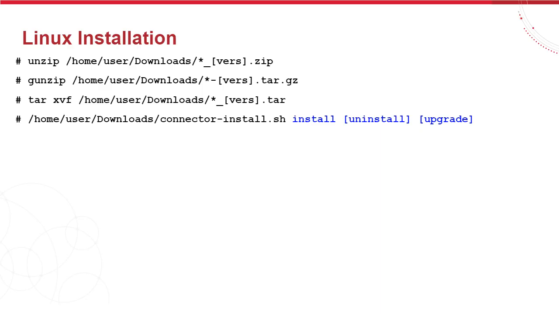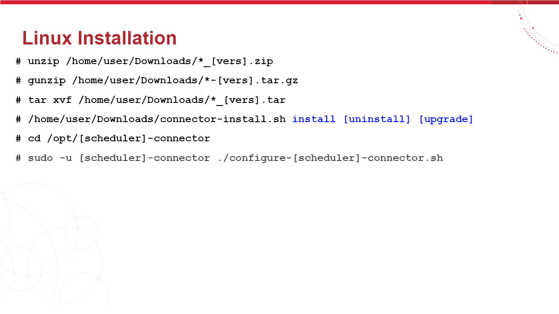The connector is installed in /opt/ the name of the scheduler solution -connector. A user called the same is created as well. The file system belongs to this user. Position yourself in the connector directory. Execute the configuration script. Make sure you do so as the owner of the file system and not root.